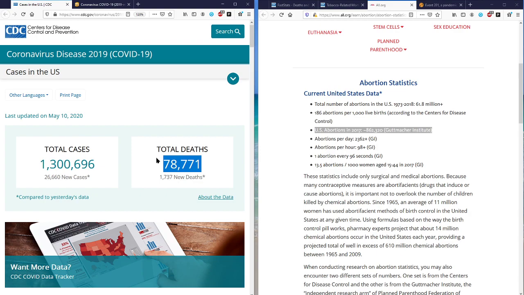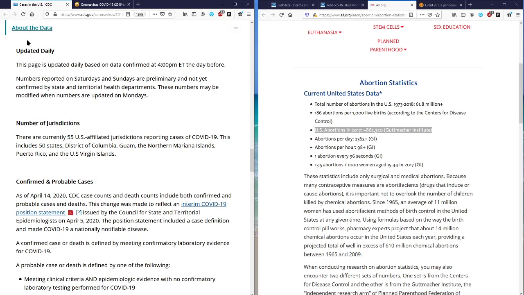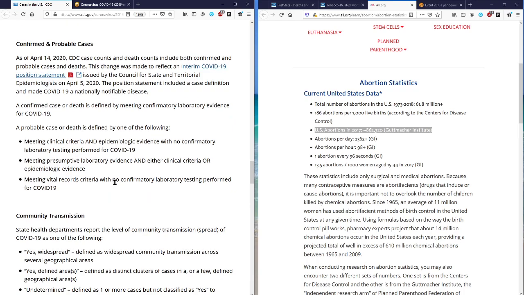So another interesting thing I found on this website is if you click on about the data, this is updated daily, shows the number of jurisdictions, but the interesting thing to look at is that these counts include confirmed and probable cases. So what this means is that we don't know what percent is confirmed, at least the data is not published. And then you see over here, it says no confirmatory laboratory evidence, meeting presumptive laboratory evidence and either clinical data or meeting vital records data. A laboratory test performed for COVID, no confirmatory.